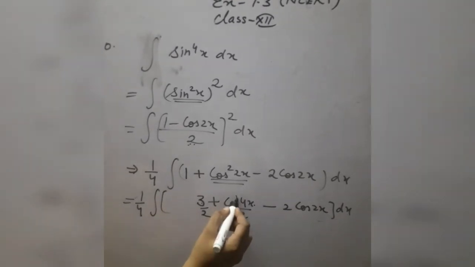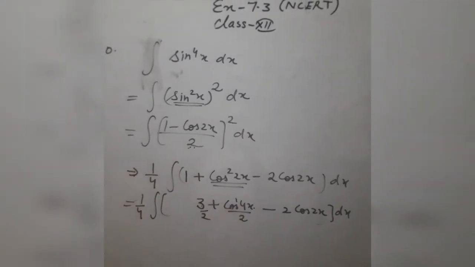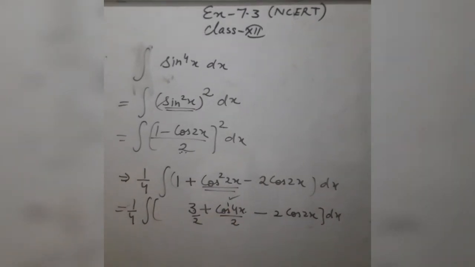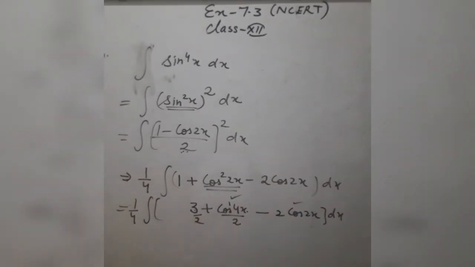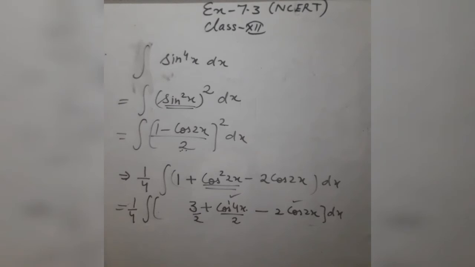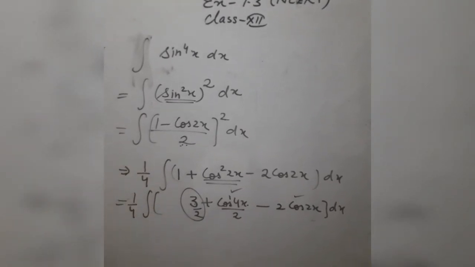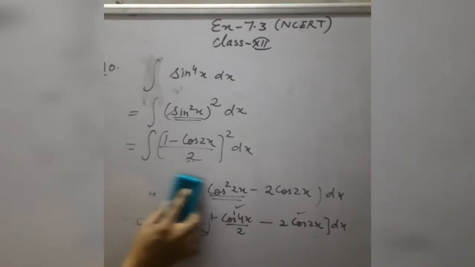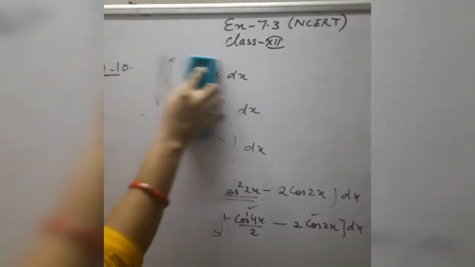Now here the power of cos is 1. Now very easily you can integrate all these three terms. Integration of cos is sine. Here also you will use integration of cos is sine, and this is a constant term. Integration of 3 by 2 is 3 by 2 x. So the next steps you will do yourself. You will complete this sum.